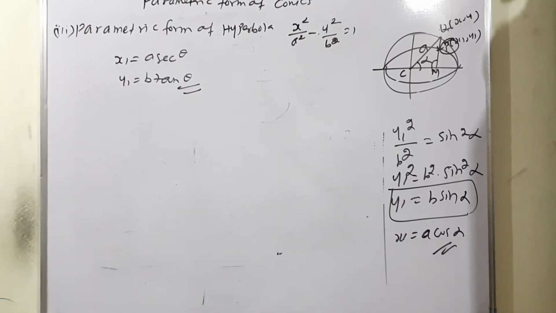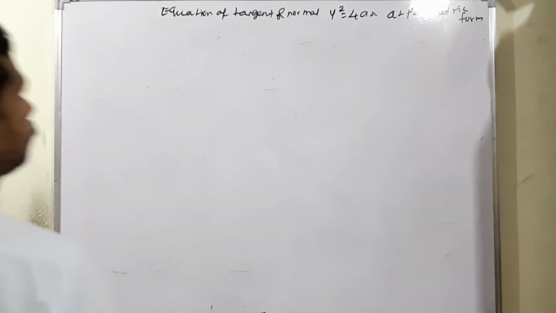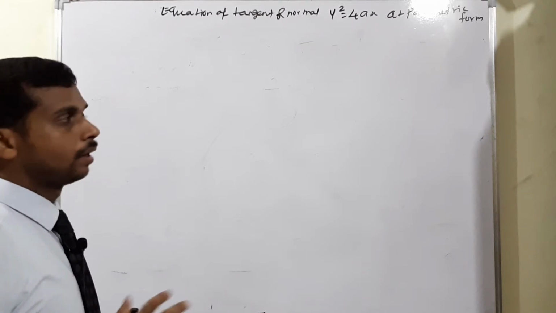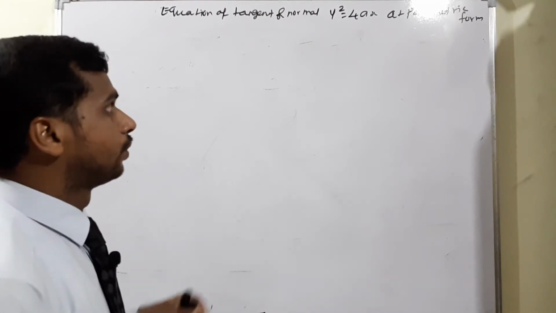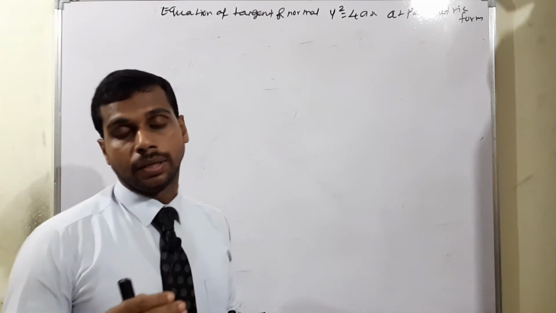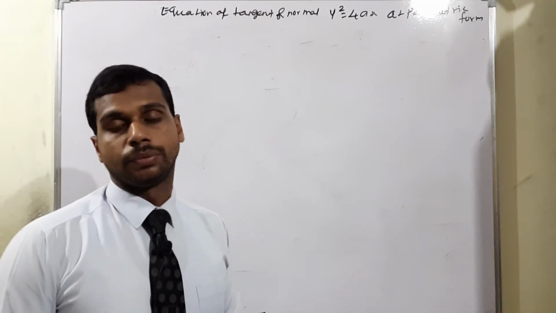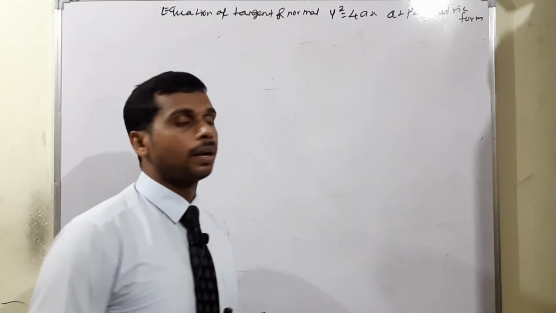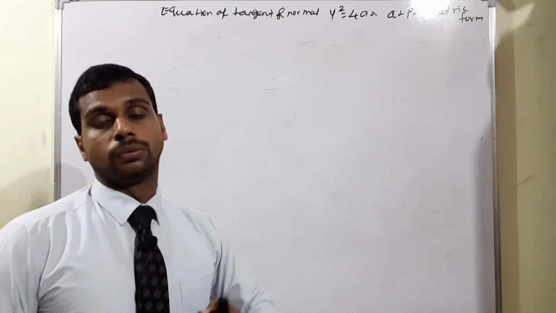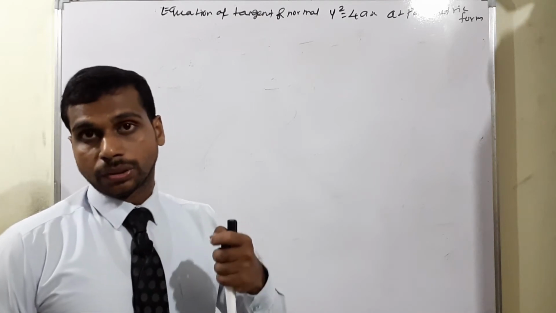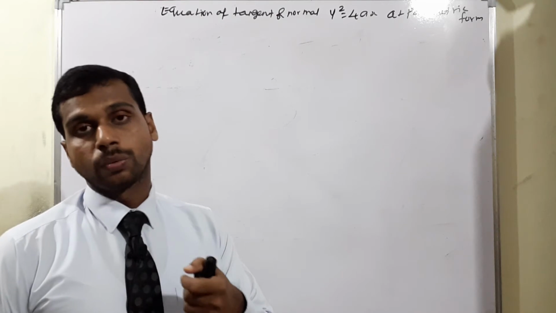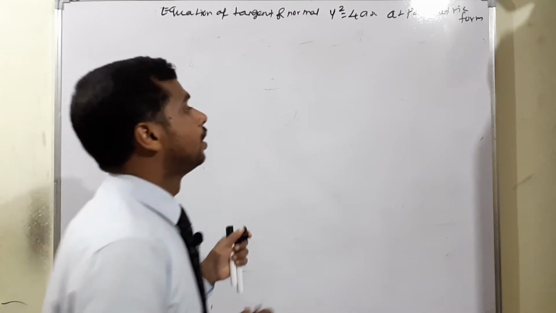I will continue the concept, moving to how to find the equation of tangent and normal. Y square is equal to 4x is called the parabola, with its parametric form. First we have to find out what tangent and normal mean. After getting the tangent and normal, we apply the parametric form, because we already found the parametric form: x1 is equal to at square, y1 is equal to 2at.